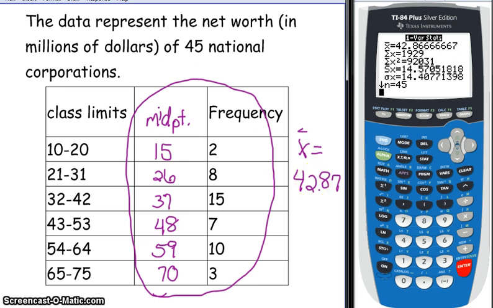Now, in the same problem, if I wanted to find the modal class, what that means is when we go back over here and consider these class limits in the far left-hand corner, which of these classes has the highest frequency? So the modal class would have been this one right here, which is 32 to 42, because the highest number of corporations are in that particular interval from 32 to 42.